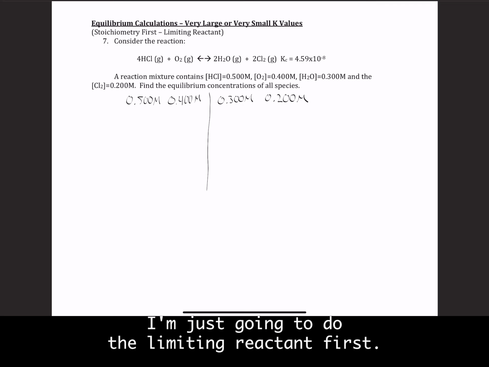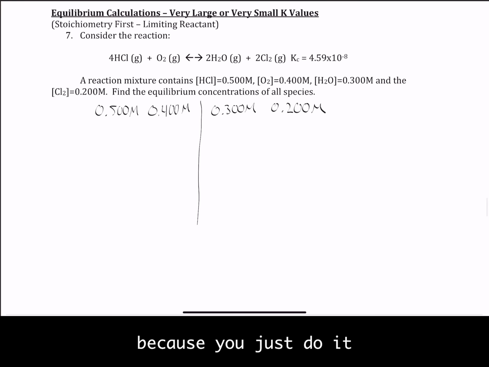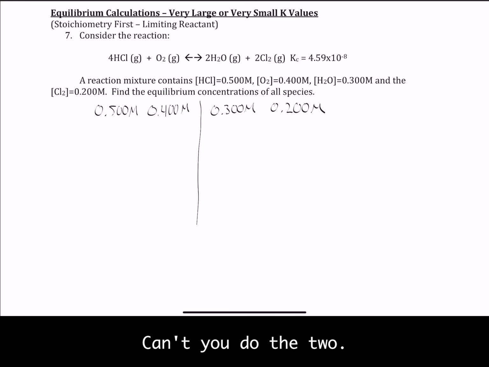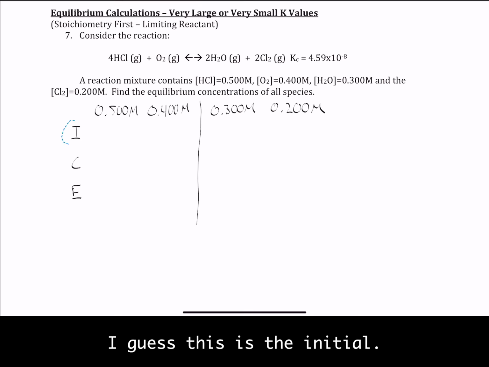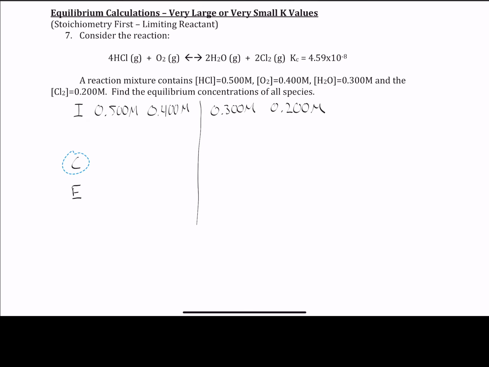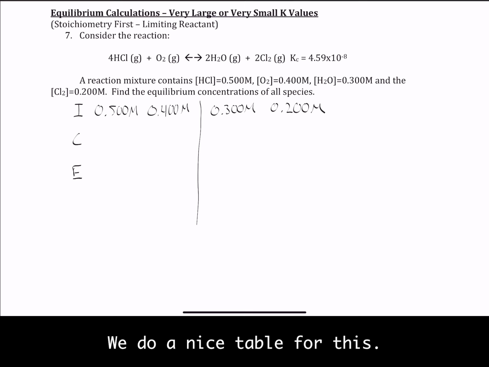I guess we got to do the limiting reactant first, which is kind of easy. Can't you just do it on the ICE table? Can't you do the limiting reactant on the ICE table? Yeah, we can do limiting. Well, actually, I guess this is the initial. Yeah, we can do an ICE table for this.